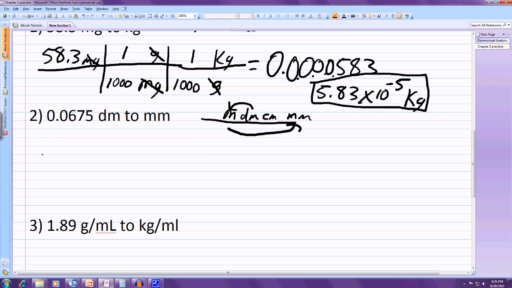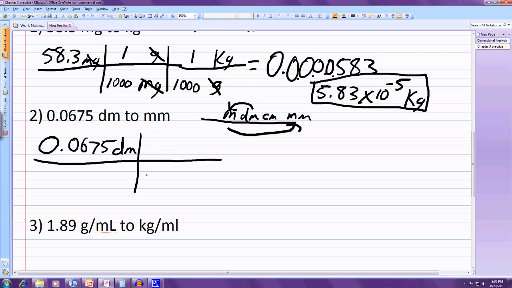So we start off with our known, once again, 0.0675 decimeters. It's very important we put that unit in there, otherwise you're going to have a chance of forgetting and it just makes everything more complicated. So we want to set up decimeters to cancel. That means it goes on the bottom. Alright, meters on top. In 1 meter we have 10 decimeters.